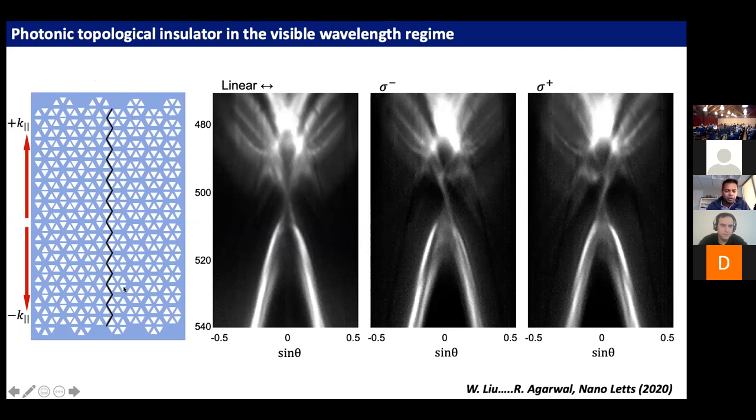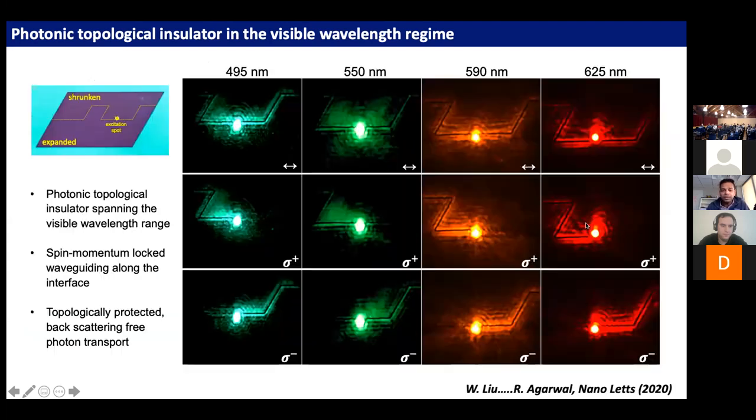An upward direction and downward direction. But if you shine right circularly polarized light, we only see one topological mode lit up. So basically light is propagating in one direction. I'll show the real space image also. And in the other opposite circular polarization, we see the other one. So in real space, this is what it means.